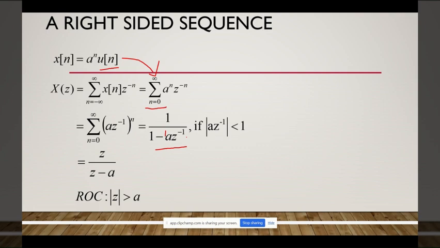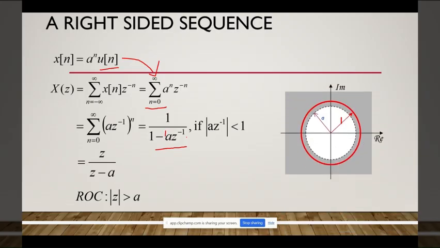If |z| is equal to |a|, a by a will come, so you will get 1. Then 1 minus 1 becomes 0, and 1 by 0 becomes infinity. So the ROC is not a convergence region where |z| equals |a|. So we have to take |z| greater than |a|. So the ROC is |z| greater than |a| for a right-handed sequence.